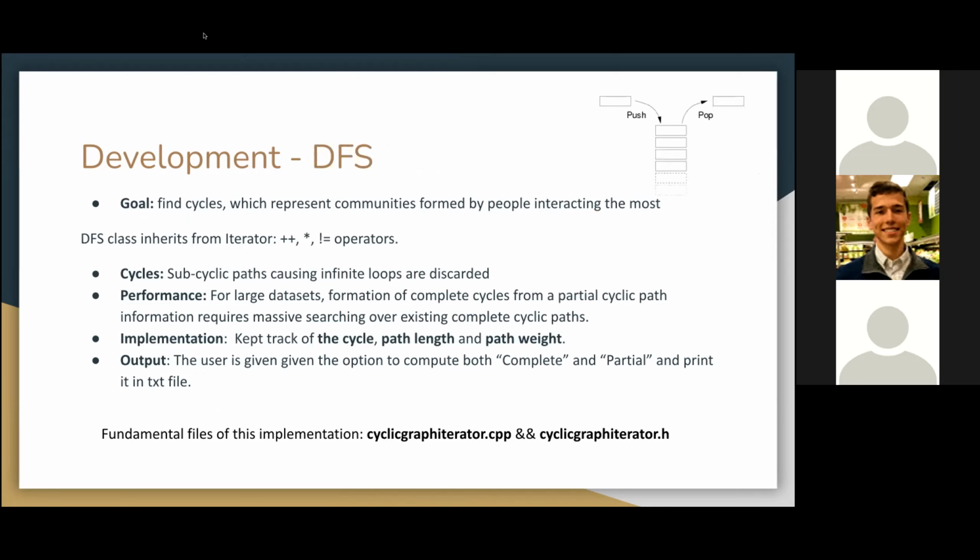There are three main algorithms that we implemented to achieve our goals, and the first one is DFS. The goal for this algorithm is to find cycles, and each of them represents communities formed by people interacting the most. This inherits from iterator, and there are three operators. The subcyclic paths were causing infinite loops, so we had to discard them.